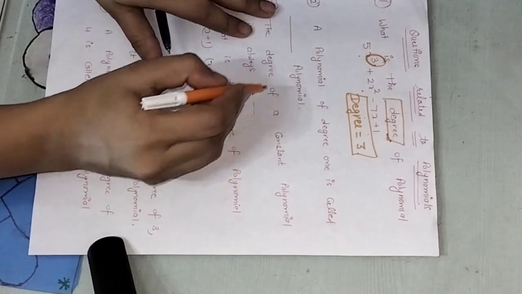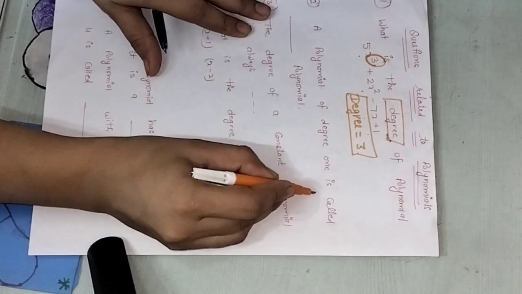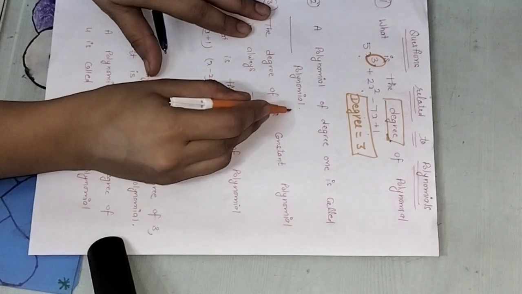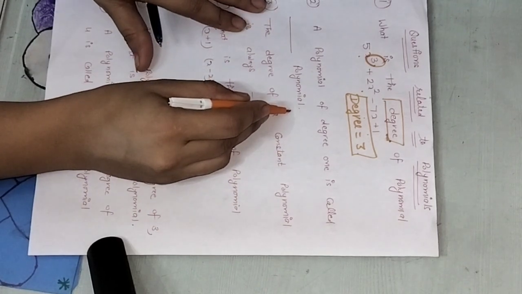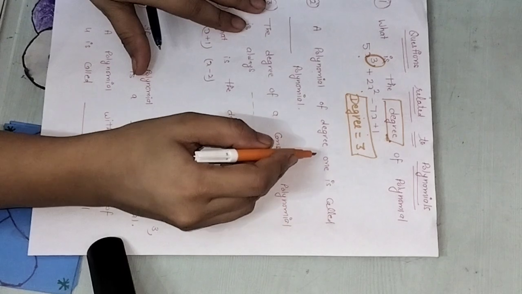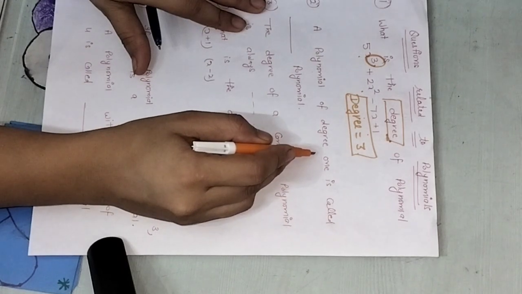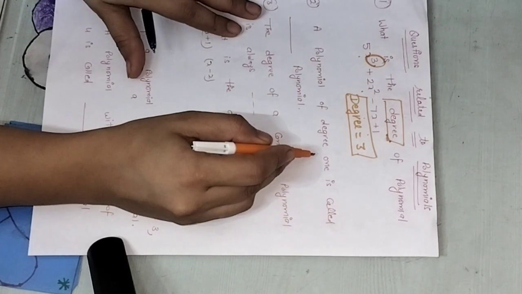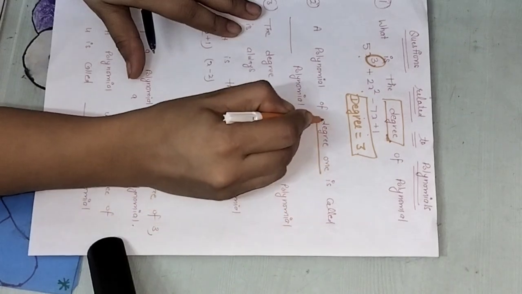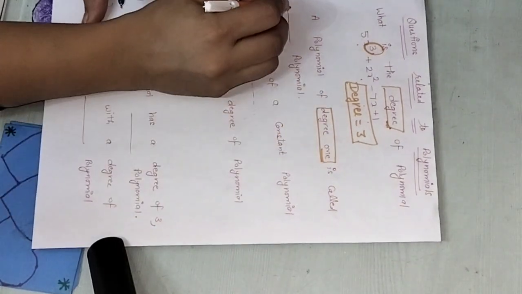Question 2. A polynomial of degree 1 is called dash polynomial. As I already told you that polynomials are linear, quadratic and cubic, and a polynomial of degree 1 is called linear polynomial.